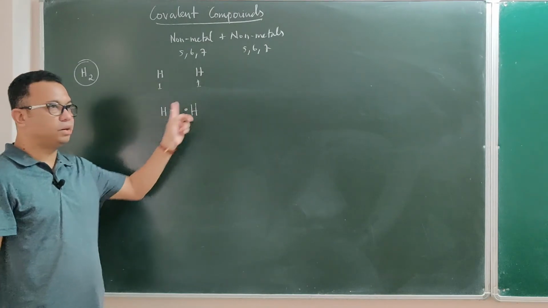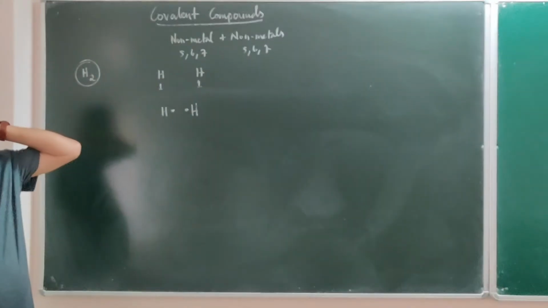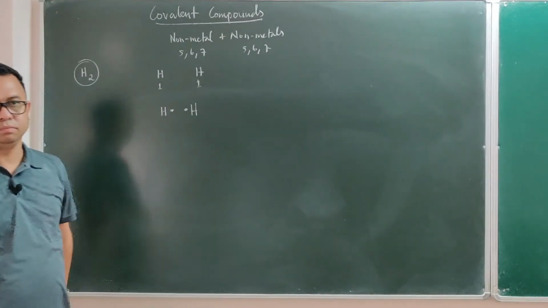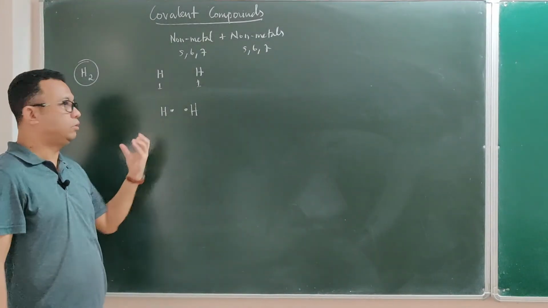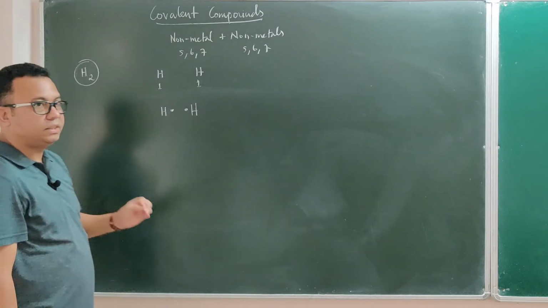Same thing, if you transfer from here it will be left with nothing, even though the other one becomes a duplet. So the only way that is possible now is that they decide to share electrons. Come on friend, let's share. I have one electron, you have one, let's share the electron.